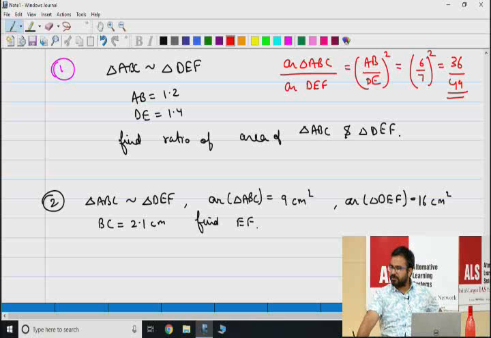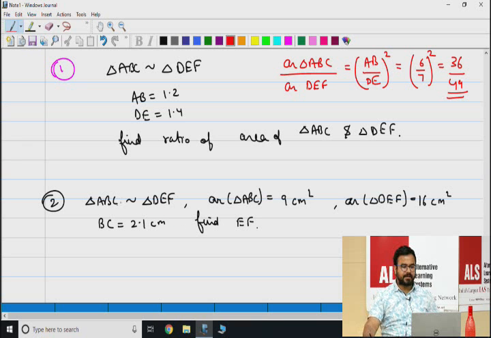It's an easy one. Why are you all getting different answers? Triangle ABC is similar to triangle DEF. The area of both of them is given. BC is given. We have to find EF.